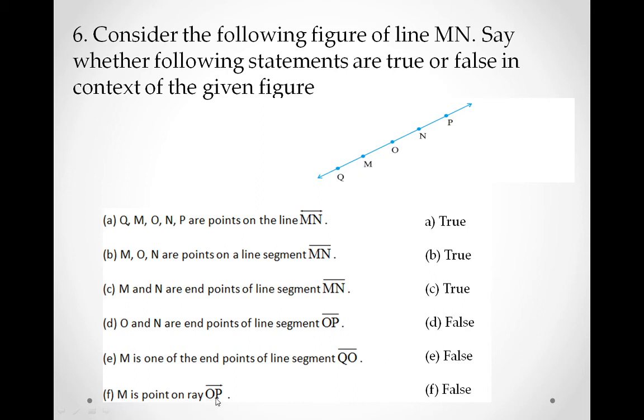M is a point on ray OP. Where is the ray OP? On the upside we can show this is ray OP. N is a point which is on the ray, but they asked about M. M is outside of the ray OP. So this statement is also false. So like this, with the help of this diagram, you can find out the answers to this question.